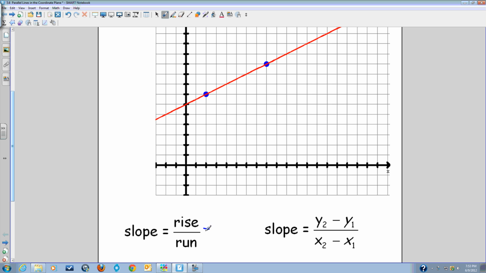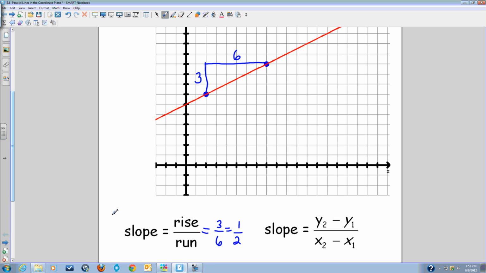Let's start by looking at rise over run. To get from one point to the other on this line, we rise up and we run over, just like taking a step. Well, in this case, our rise is 3, a positive 3 since we're going up, and our run is 6 spaces, positive 6 since we're going to the right. So we write our slope as 3 over 6, and we can reduce that to 1/2.